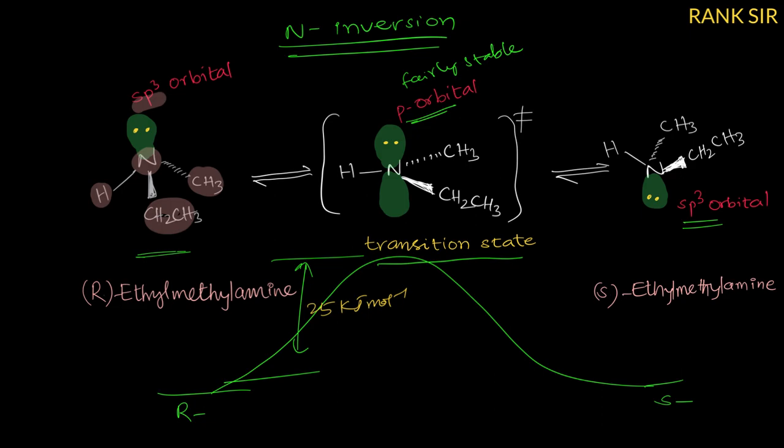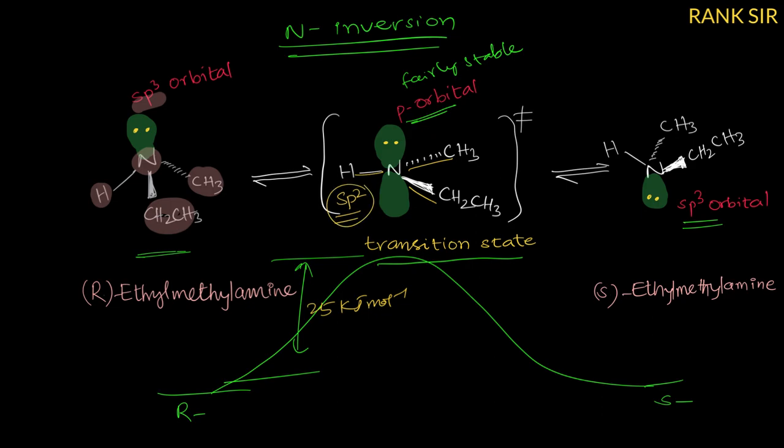So this interconversion requires little energy. That's why it easily converts from one form to another form, and therefore resolving is somewhat difficult. This is called nitrogen inversion. Keep in mind, in this nitrogen inversion, the lone pair is present in the p orbital. That's why we only have to consider this bond and this bond and this bond. Therefore, nitrogen has sp2 hybridization.